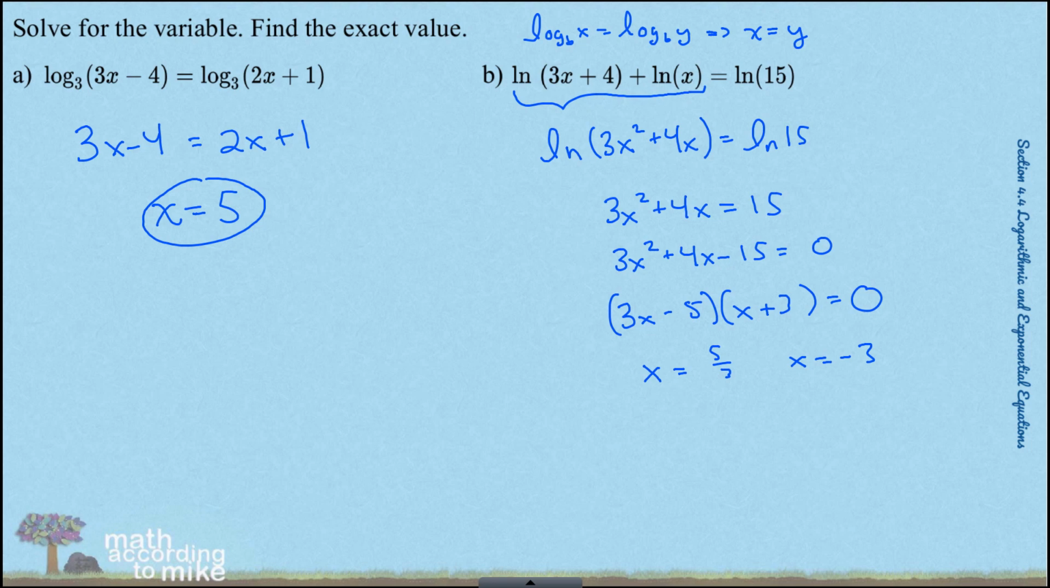But check it. 5/3 is okay. But if I put in a negative 3, it makes both of the arguments negative. So we can't accept it. But just as a comment, all it takes is for one argument to be negative. So if you had 99 logs and 98 of them were fine, but one of them were negative or 0, you would say, no, it's not a solution. So our only solution is x equaling 5/3.